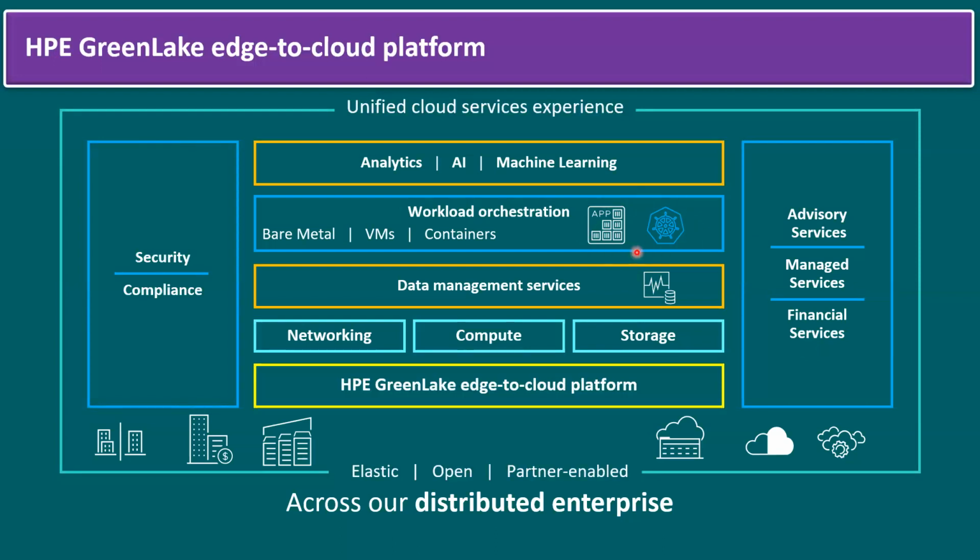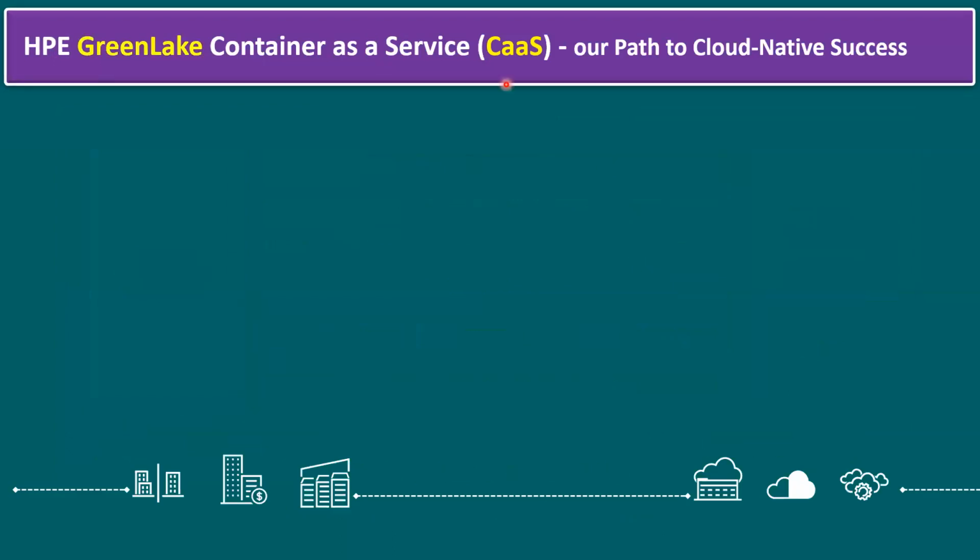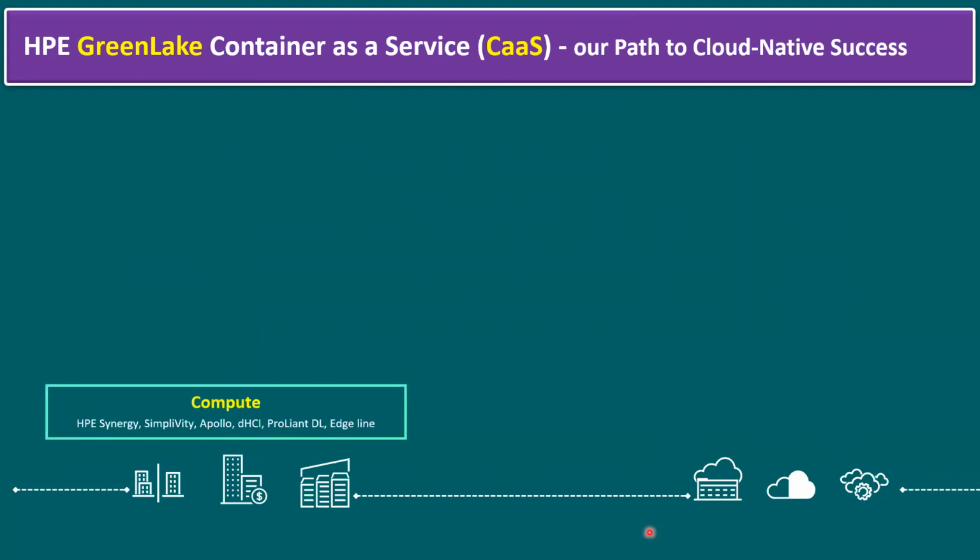Okay, so let's start with our key point today: HPE GreenLake Container as a Service, our path to cloud native success. As we are aware, these container platforms can run on edge locations, hosted infrastructure, on-premises data centers, private cloud, hybrid cloud, and multi-cloud environments. In order to start this container solution, we require physical resources, which include compute. Within compute, I highlighted the HPE models like HPE Synergy, HPE HCI solutions like SimpliVity and Apollo, dHCI, ProLiant DL servers, and Edgeline.